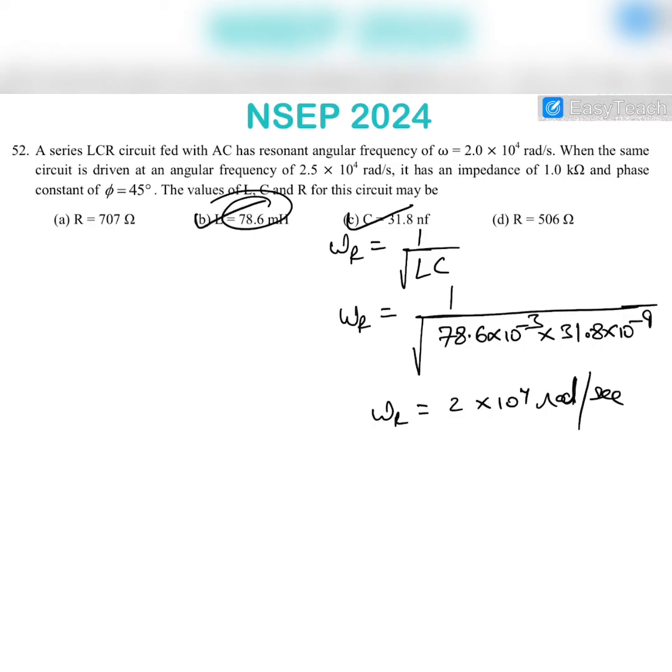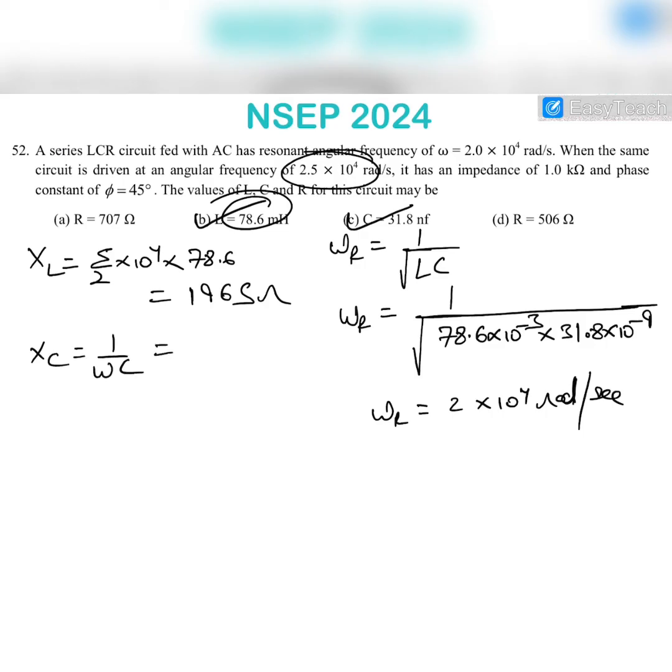And at this frequency, XL will be omega L. This is 5 by 2 into 10 raised to power 4, and L is 78.6. So this will be 1965 ohms, and XC will be 1 upon omega C. So it would be 1 upon omega, which is 5 by 2 or 2.5 into 10 raised to power 4, and C is 31.8 into 10 raised to power minus 9.